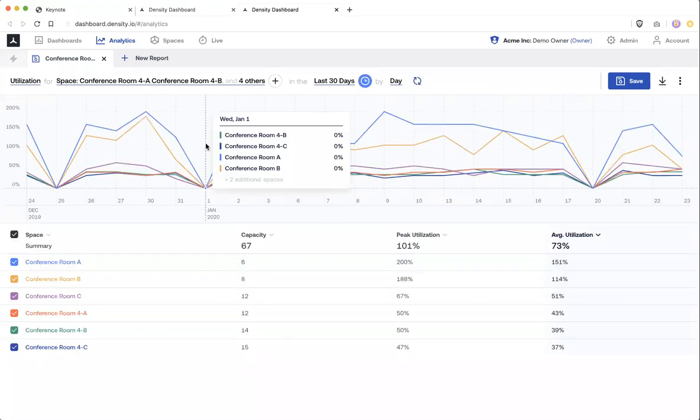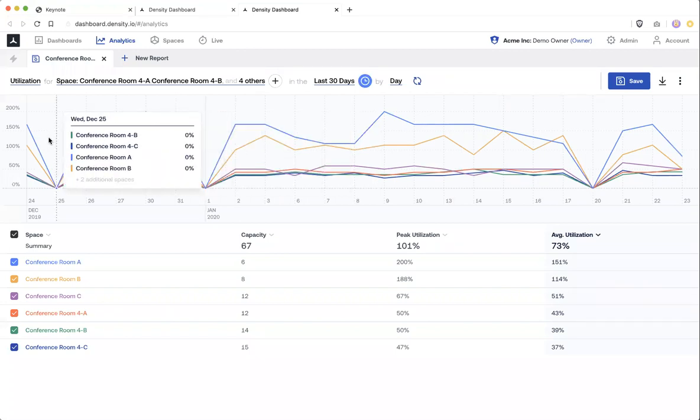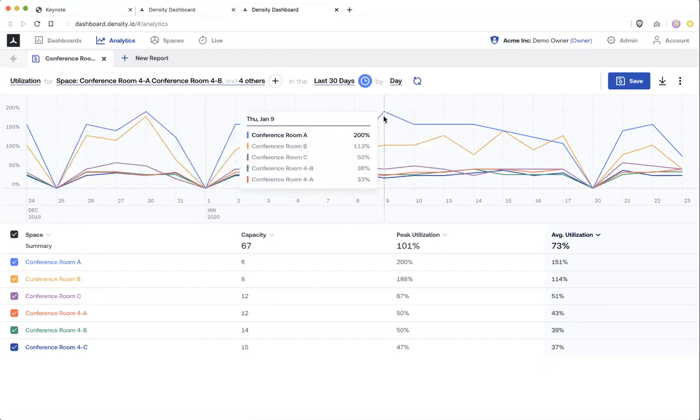That's important stuff. I see dips still on the 1st and the 25th of December. Of course, okay, those are holidays. That is easy to explain. But what are these other peaks? I might have a good insight. I know on January 9th, we had an all hands meeting, 200% attendance. We're overstuffed in a couple of these conference rooms, but we're still seeing underutilization in others like 4C, 4A.